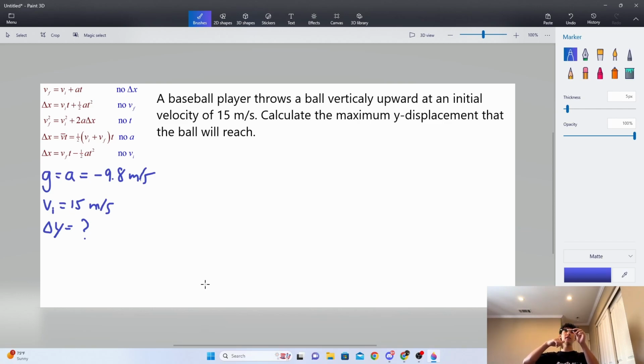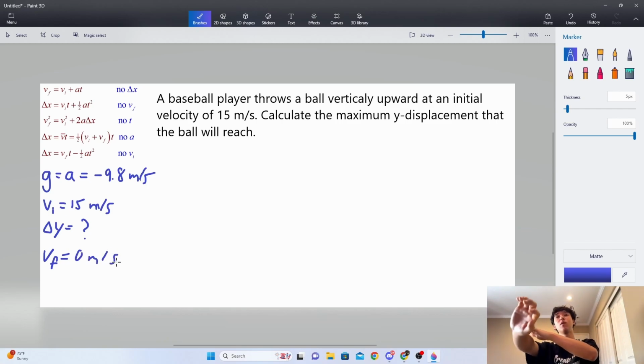is pulling it down until it eventually hits the maximum height or maximum y displacement, where our final velocity, because we're trying to calculate this maximum displacement, the final velocity is here when it stops. Because when it stops, then it's going to start turning around and come down again. So that's the maximum y displacement. When it stops, what is the final velocity? It's 0. Do you guys understand that?